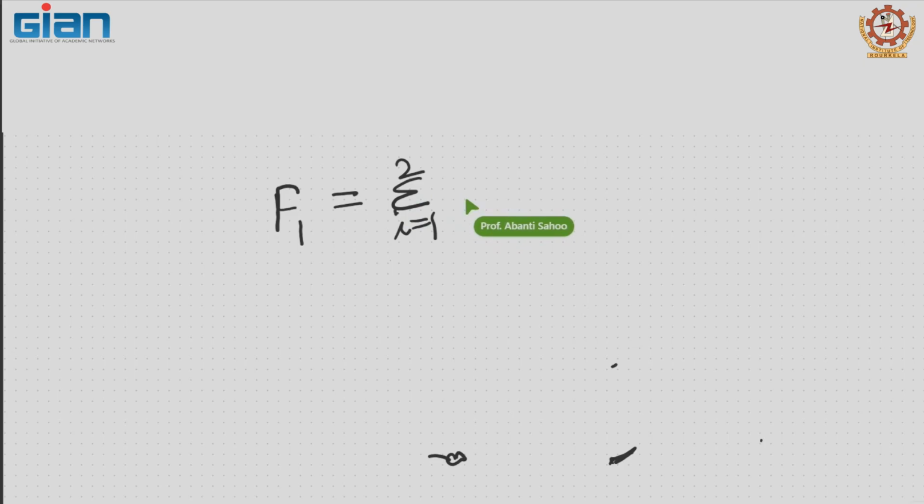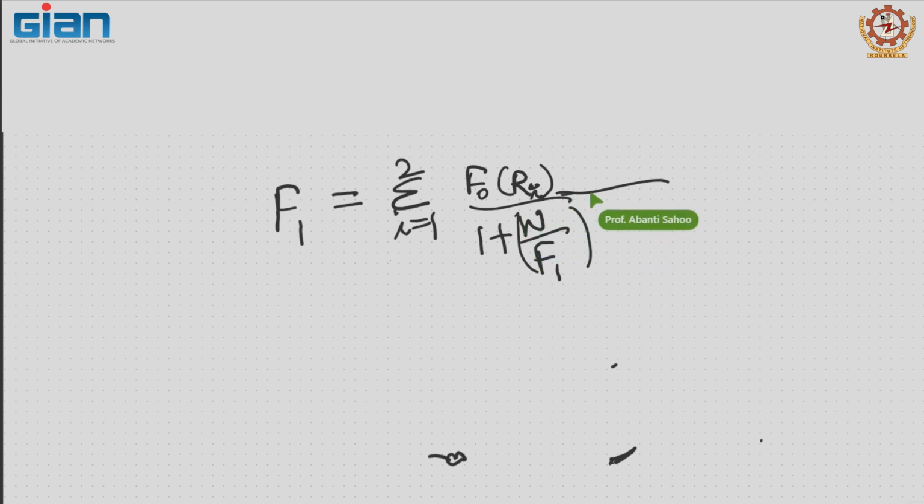So here F1 equals the summation over i equal to 1 to 2, because two sizes are mixed here, of F0 Ri divided by 1 plus W by F1 into K Ri, where K is the reaction rate.